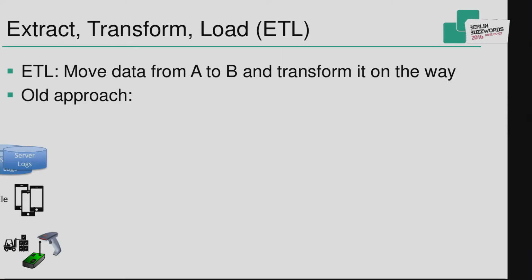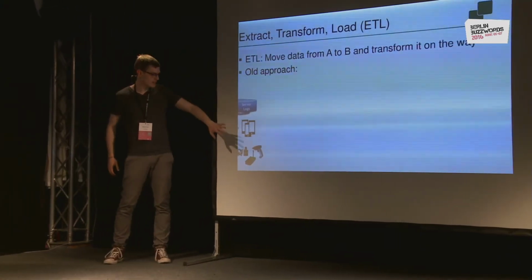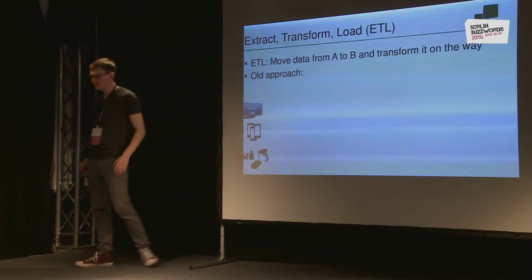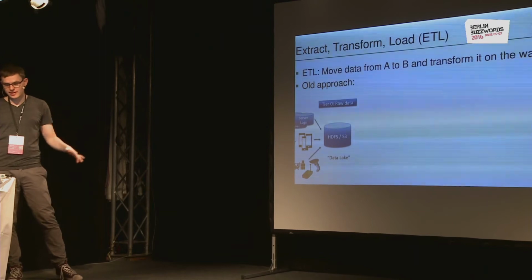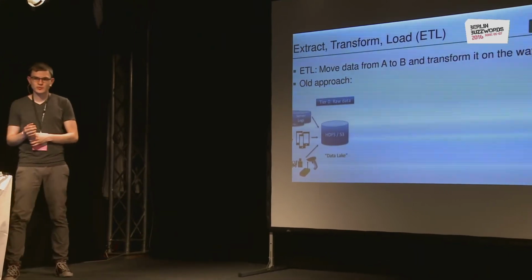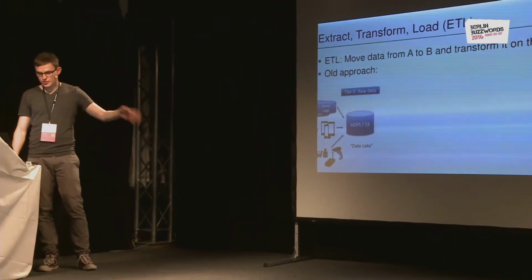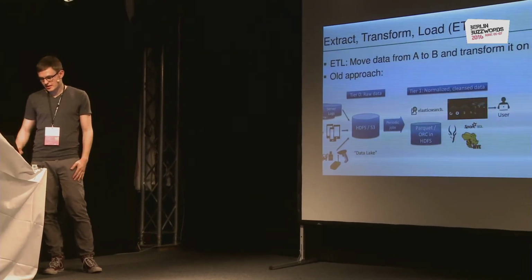So the old approach for ETL works like this. You have some data sources, for example, server logs or machine data, mobile or IoT, some sensors, and so on. And then you're ingesting this data into one common raw data store. Some Hadoop vendors call this the data lake, where you just put your raw data and you'll figure out later on what to do with the data.